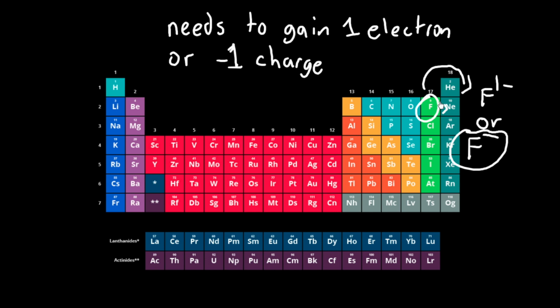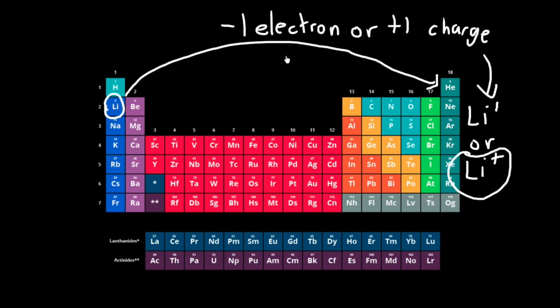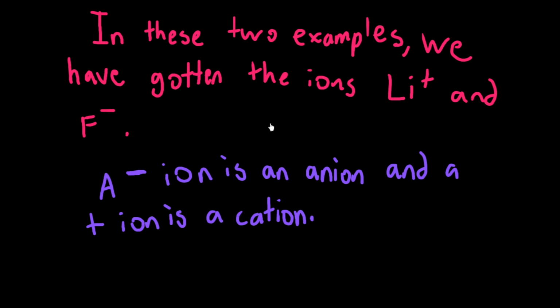And another example is fluorine. So fluorine is actually on the other side of the spectrum, and it needs to gain an electron to become like neon, which is the closest noble gas to it. Fluorine gains an electron, but since it gained an electron, which is a negatively charged subatomic particle, it actually goes down 1 in charge. And so it's written as F 1 minus or just F minus. It's usually F minus, hence why I circled F minus here and also Li plus here, because it's usually just plus and minus if it's just 1. And so in these examples, we've gotten the ions Li plus and F minus. And one more thing: a minus ion is an anion, and a plus ion is a cation. So I'm going to be referring to it like that from now on.